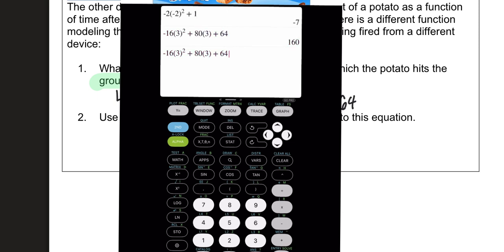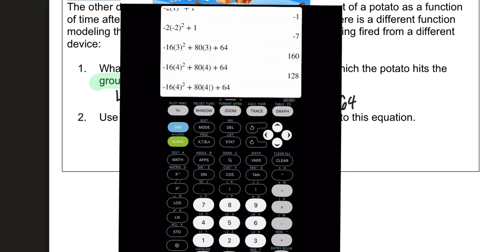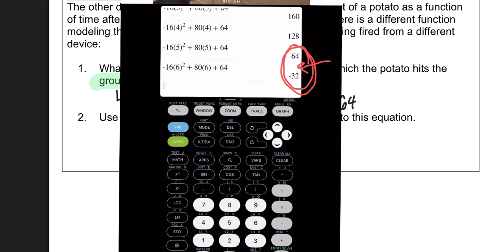If we go up and highlight the equation and hit enter, it will copy it down. Let's try 4 and see what happens. 128. This is lower, which means my potato is getting closer to the ground. Let's try 5. 64. Now we're even closer. Let's try 6 and see what that gives us. Negative 32. Because we go from 64 feet at 5 seconds to negative 32 at 6 seconds, we know we hit the ground somewhere between 5 and 6 seconds.